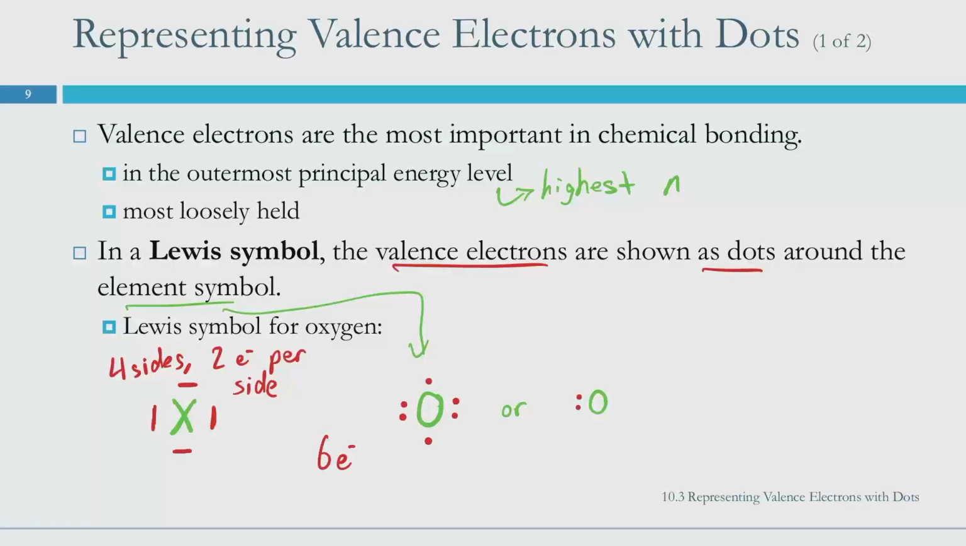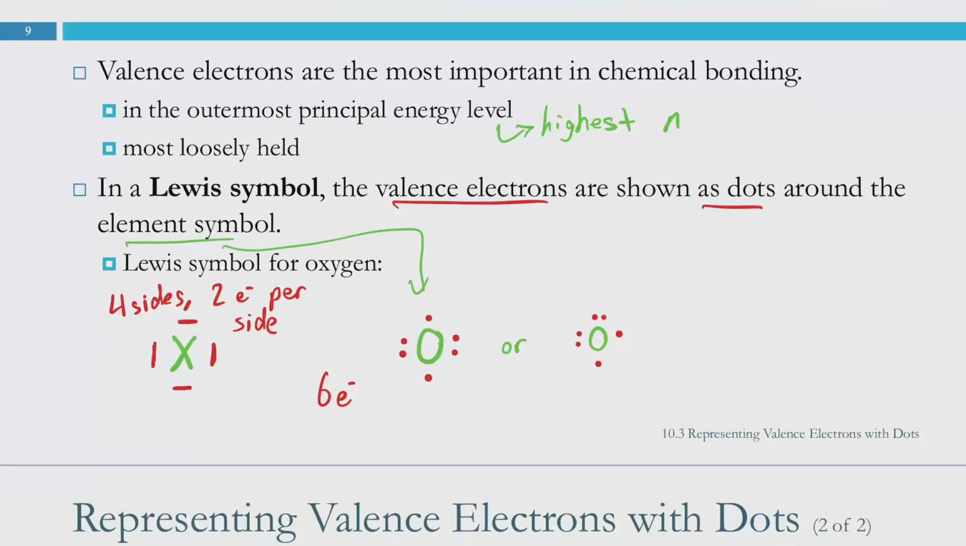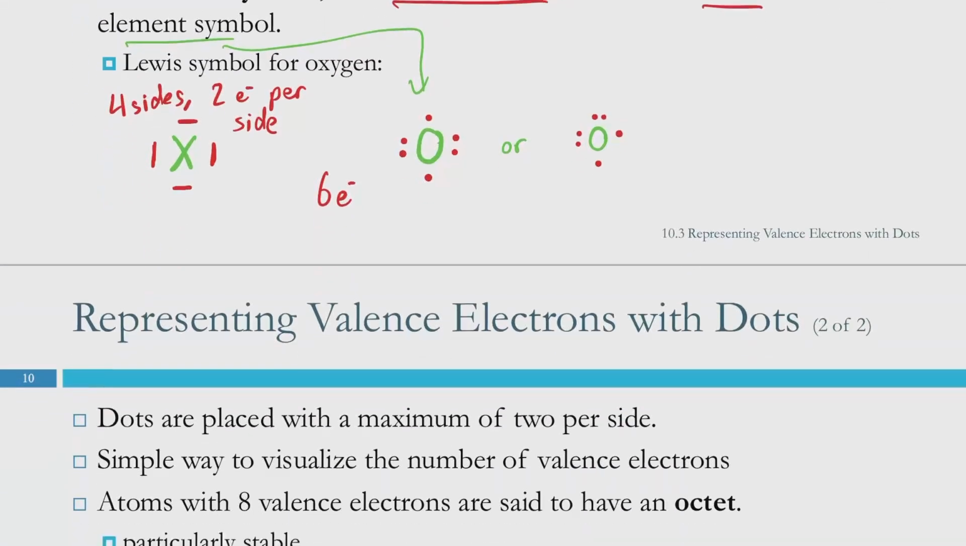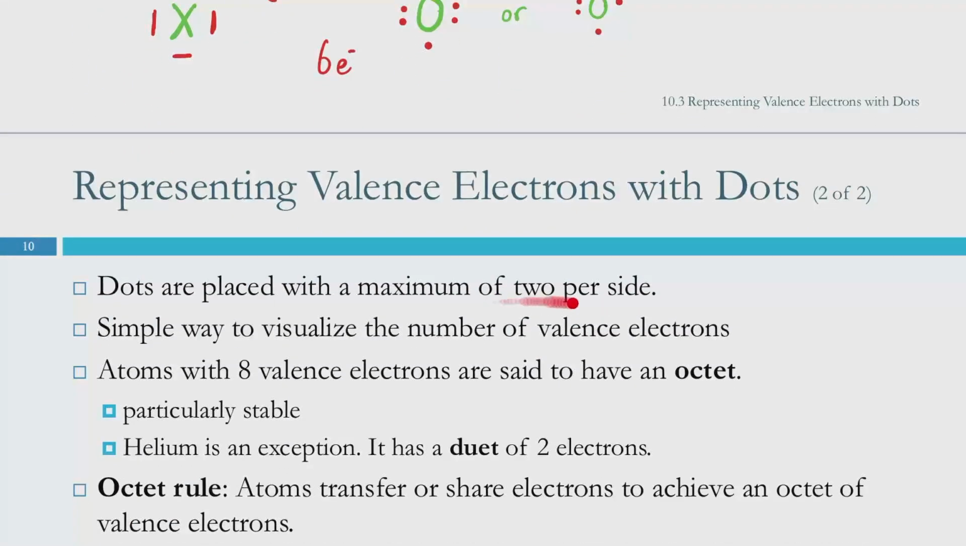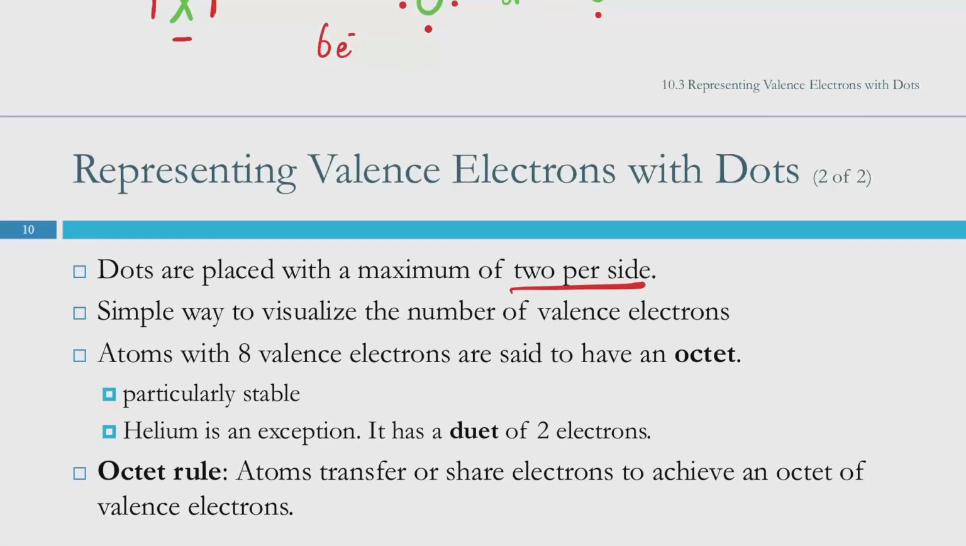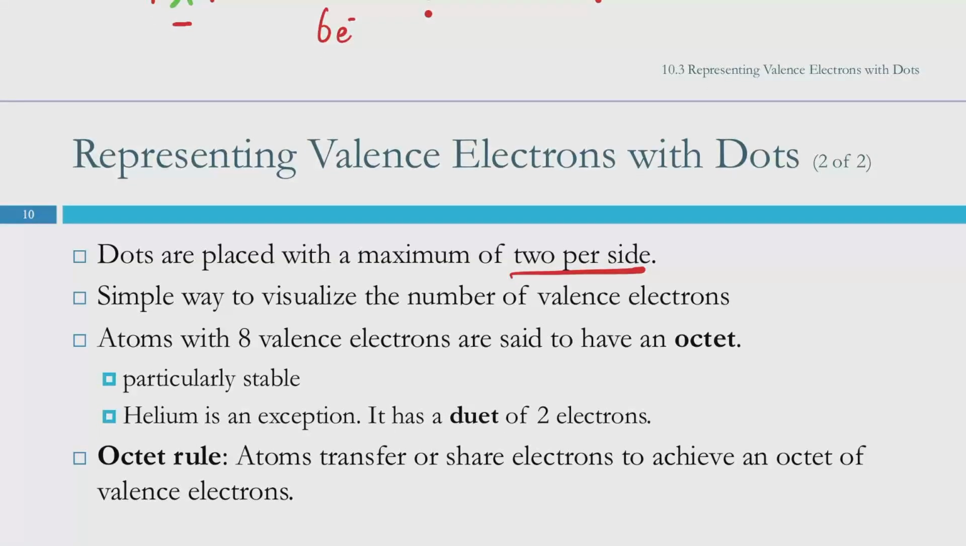So you could also have both the pairs on the top and the left. You could have them on the bottom and the right. You could have them on the top and the bottom. It doesn't matter where they are, just as long as you've got the correct number of dots in there. So we place our dots, we get a maximum of 2 per side. And this is just a simple way for us to visualize our valence electrons, keeping them to a maximum of 2 per side.